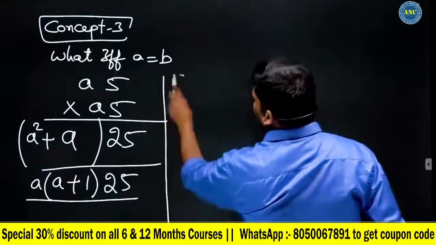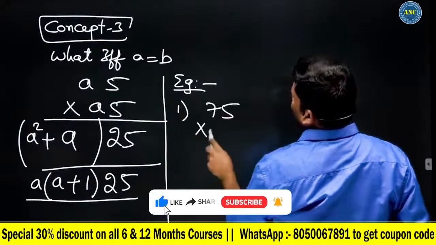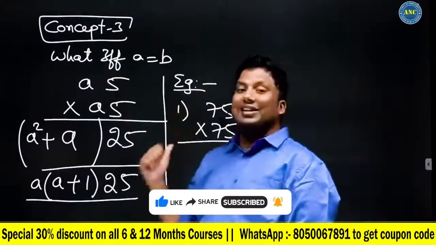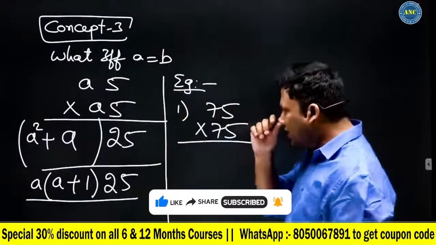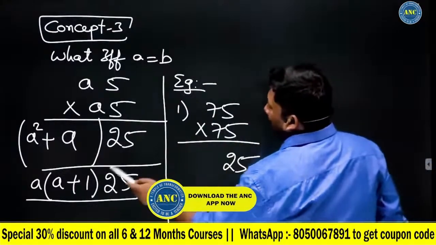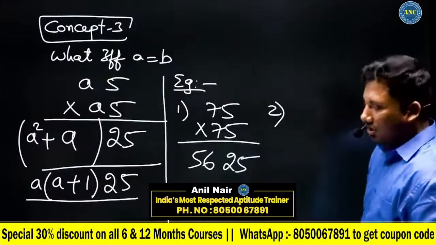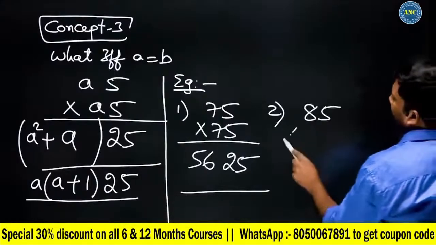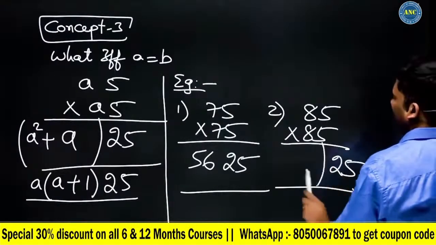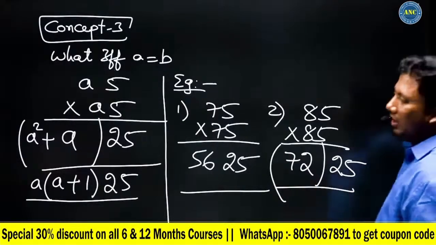Now we will see examples. First we will take a few examples. 75 into 75. That is the reason most teachers tell you to add 1. Why are we adding 1? This is the idea. Odd 5 into odd 5, 25. A into A plus 1. 7 8s are 56. 85 into 85. Even 5 into even 5, 25. 8 into 8 plus 1, 9, so 7225. Are you all with me?